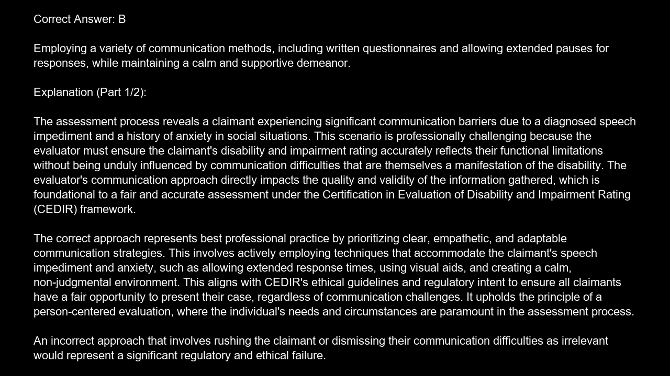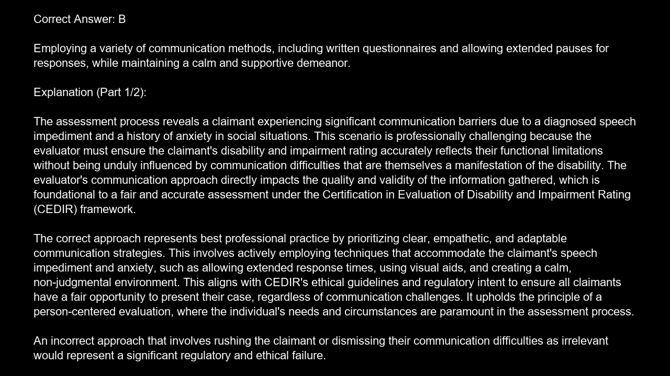Correct answer is B. Employing a variety of communication methods, including written questionnaires, and allowing extended pauses for responses, while maintaining a calm and supportive demeanor. Explanation. The assessment process reveals a claimant experiencing significant communication barriers due to a diagnosed speech impediment and a history of anxiety in social situations.